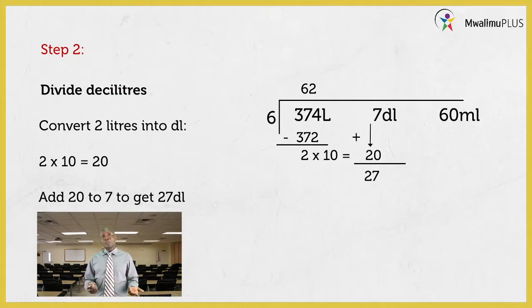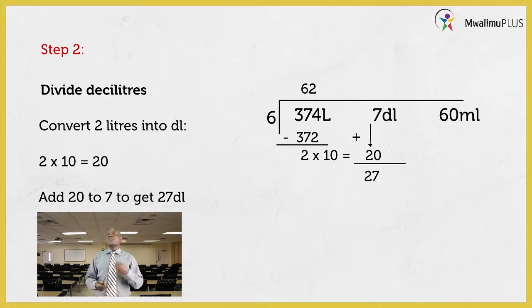Then we convert 2 into dl. When we convert 2 liters into dl, we multiply 2 by 10, and that will give us 20. So we have 20 on our side. Now we add 20 plus 7 to give us 27.